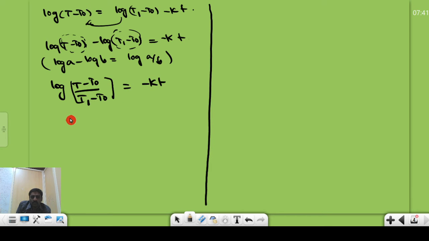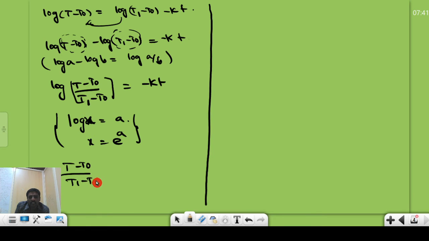You already know this: if log of x is equal to some value a, then x is equal to e power a. I hope you already know this formula. So with the help of this, what is this value? (T minus t naught) divided by (t1 minus t naught) is equal to e power minus kt, because this value is the a and we are assuming this value is equal to x.